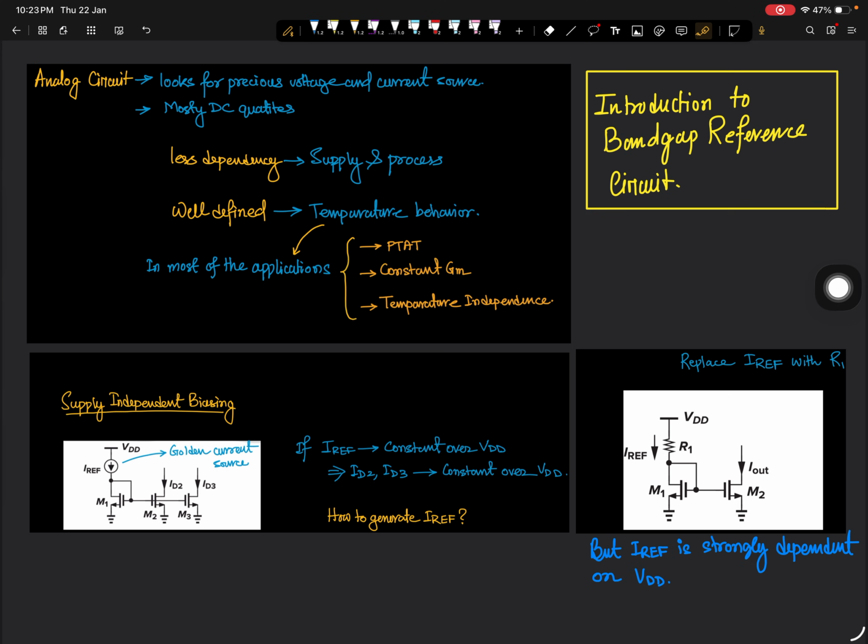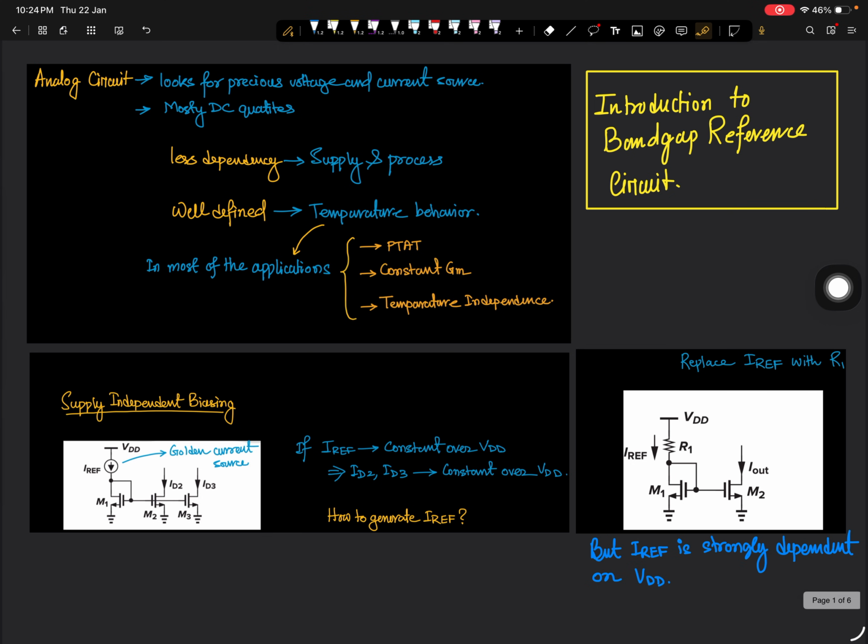Also, we can have something called CTAT behavior. CTAT means complementary to absolute temperature, meaning as your temperature increases, the parameter, the voltage or current, actually decreases. That is called the CTAT behavior.